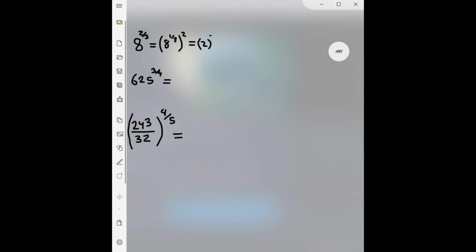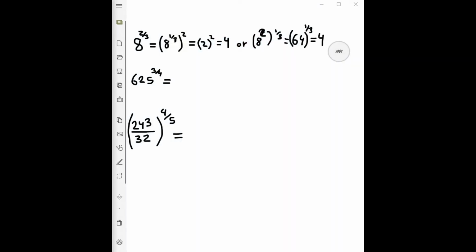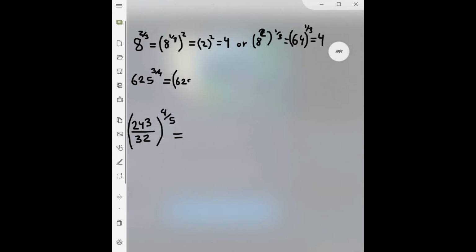To solve the first question, you have 1 over the denominator inside of the parentheses as an exponent, and you have the numerator as itself outside of the parentheses as an exponent. Or you have the numerator as an exponent inside of the parentheses, and you have 1 over the denominator outside of the parentheses as an exponent. I usually prefer using the first method, but either one works.